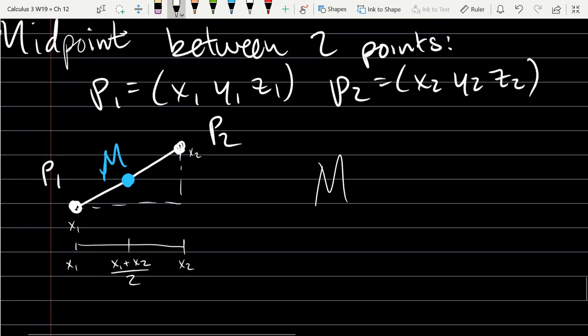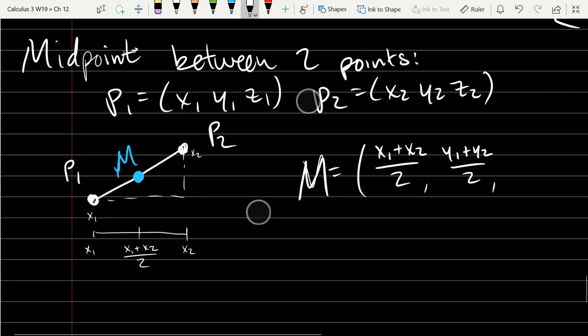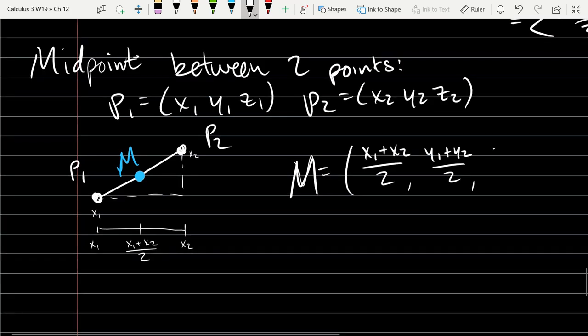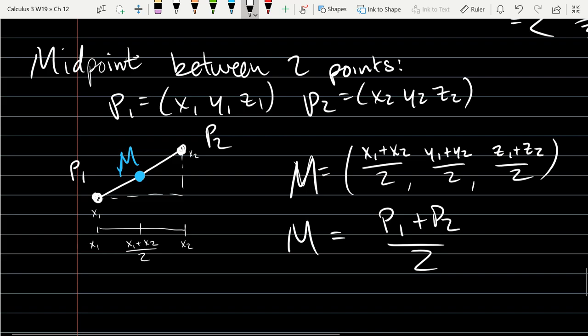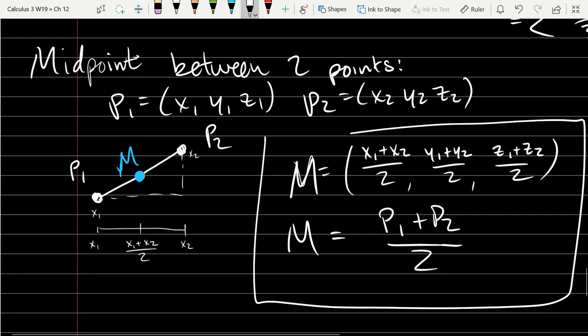So our midpoint M will equal x1 plus x2 over 2, y1 plus y2 over 2, and z1 plus z2 over 2. You could write it as p1 plus p2 over 2 if that works better, by writing it as adding two points together and then multiplying that by the number 1 half or dividing by 2. So whichever of those works better for you, put that on your cheat sheet.